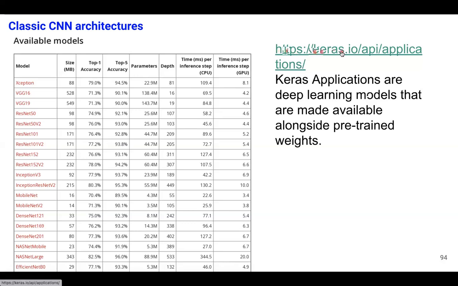And this particular URL that is written here is the Keras applications. These are the deep learning models that are already available in Keras, and they are available alongside the pre-trained weights. So you see the VGG model is available. VGG had two versions, 16 and 19. LeNet, I don't think is there. It's probably because it's very old.